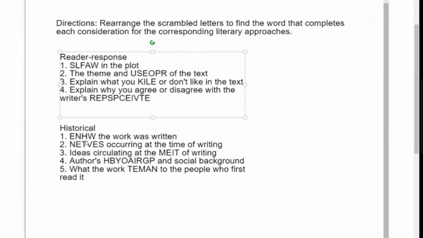Okay, then we have another for historical. Number one, ENW or ENHW, the work was written. Number two, NETVES, occurring at the time of writing. Number three, ideas circulating at the MEIT of writing. Number four, author's HBYOAI, RGP, and social background. And number five, what the work TEMAN to the people who first read it. Okay. So I will be waiting for the screenshots of your answers to this activity. Okay. Now let's go back to the presentation.